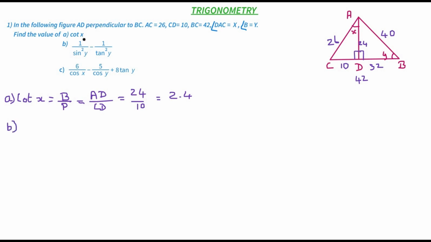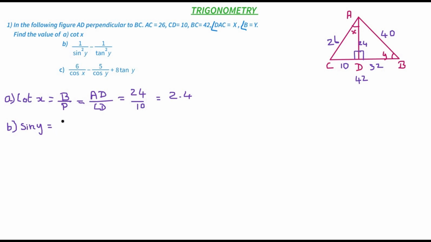What is asked? 1 by sine square y minus 1 by tan square y. So first for that let's find out what is sine y. So sine y we are going to find out. Earlier it was the reference angle x. Now it is the reference angle y. So where is the angle y? Angle y is given here. So this is our reference angle.